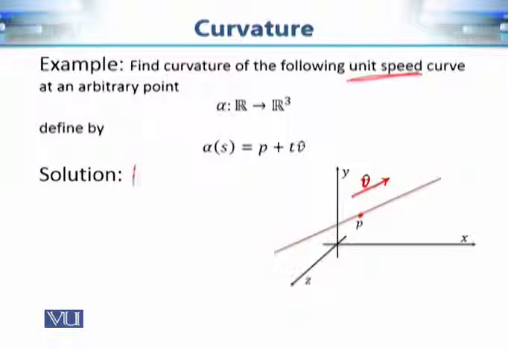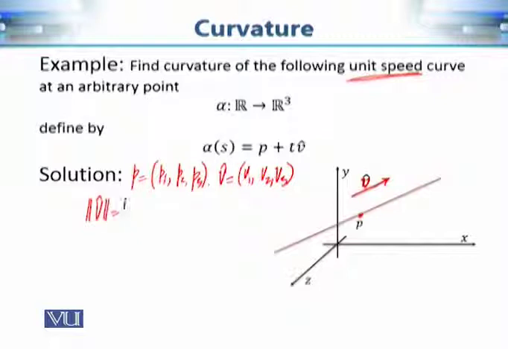We can take this point to be any particular point (p1, p2, p3), and we can take the unit vector to be (v1, v2, v3). Since it is a unit vector, the norm of v hat is going to be equal to 1. Now let's calculate alpha of t using these conditions on p and v. This is going to be equal to (p1 plus t v1, p2 plus t v2, p3 plus t v3).